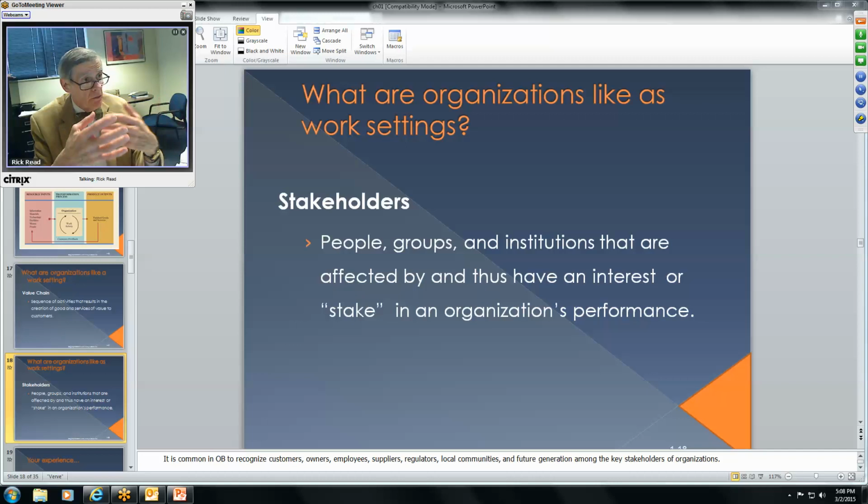There are two climates, if you will. There's an internal climate, which the organization can control, its resources and things that it does. And then most of the stakeholders in an organization are outside. That's the external climate, and that's a climate that the organization cannot control.